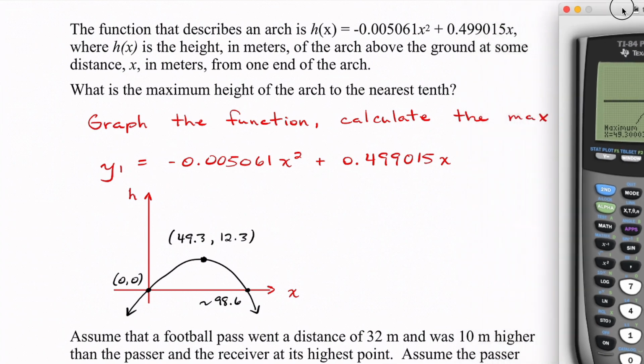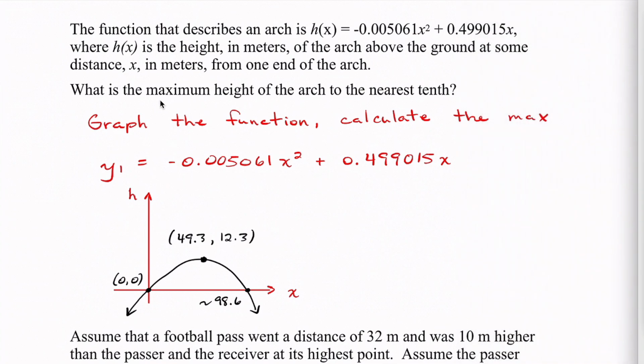Okay, so to answer the question, it said, what is the maximum height of the arch to the nearest tenth? I can see the max height, it's right there. That was h, and this was x. So the max height is 12.3 meters.